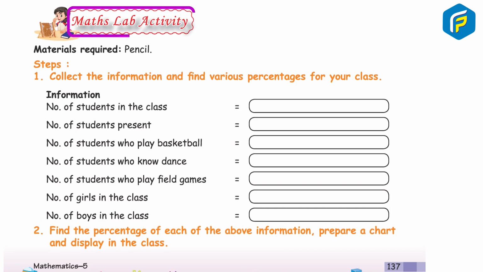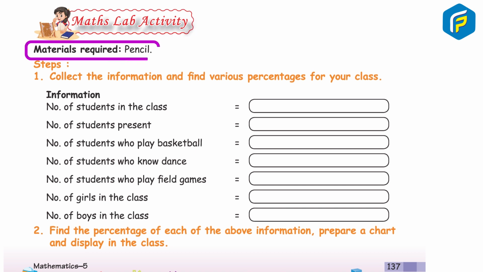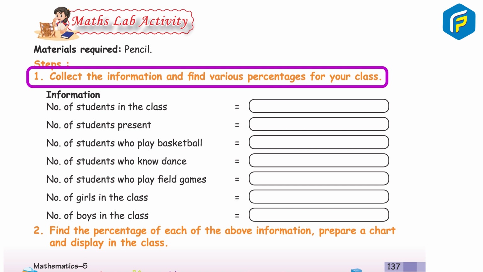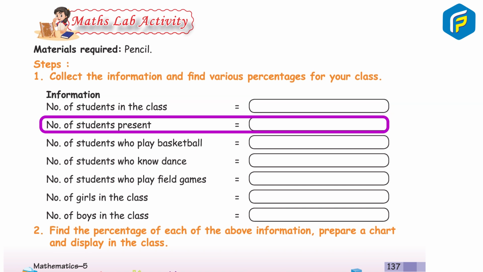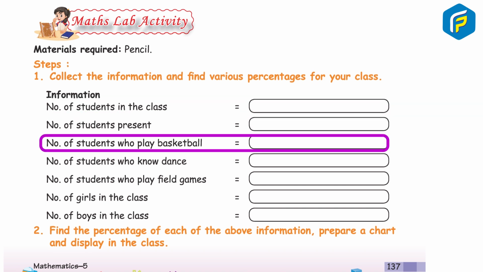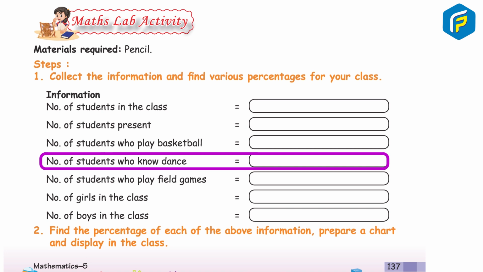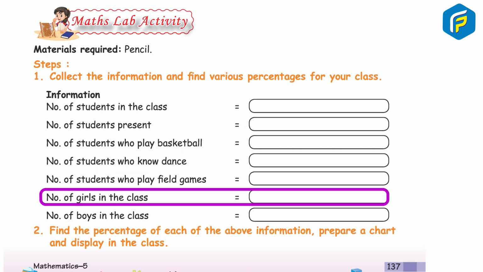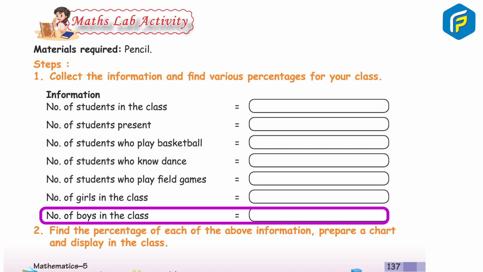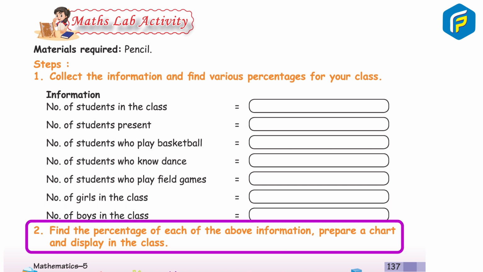D. 15% of 15, 2.25. Maths lab activity. Materials required: pencil. Steps. 1. Collect the information and find various percentages of your class. Information: number of students in the class, number of students present, number of students who play basketball, number of students who know dance, number of students who play field games, number of girls in the class, number of boys in the class. 2. Find the percentage of each of the above information. Prepare a chart and display it in the class.